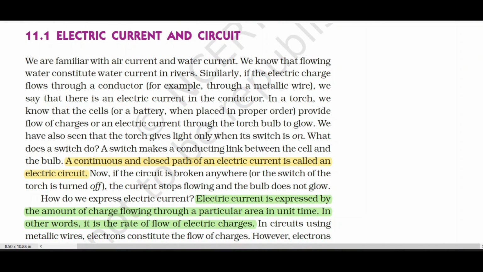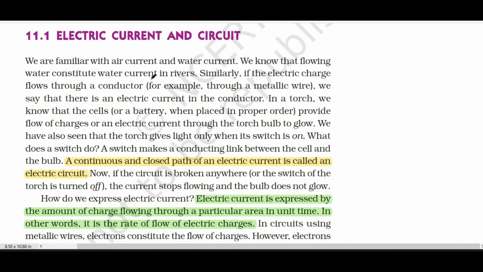So moving on, let's start with the first topic, electric current and circuit. We are familiar with air current and water current. We know that flowing water constitutes water current in rivers. Similarly, if the electric charge flows through a conductor, for example, through a metallic wire, we say that there is an electric current in the conductor.